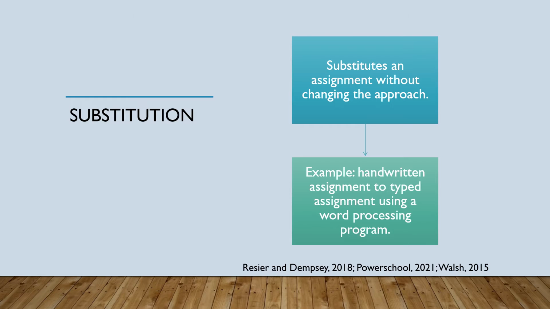The first level of the SAMR model is substitution. Substitution is where you can take an assignment and change it, but you don't change the approach. An example of that is a handwritten assignment changed into a typed assignment using a word processing program. The students are still going to write their assignment, but they're just going to use a different medium to do so. So it's not really changing the approach.